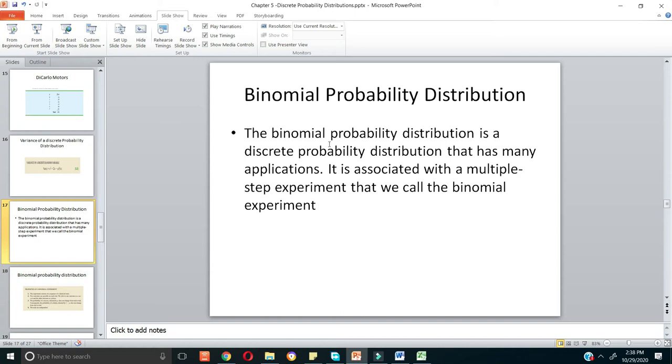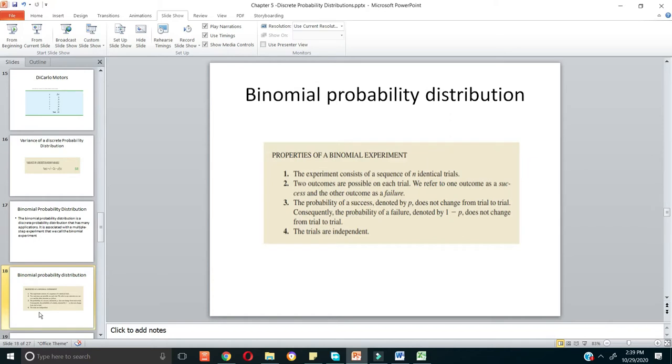So welcome back. We're going to move into a new discrete probability distribution. Very important one. We refer to this as the binomial probability distribution. It's basically one of those probability distributions that are very useful, and it is associated with a multi-step experiment that we call the binomial experiment. As the name suggests, a binomial experiment basically has two possible outcomes.